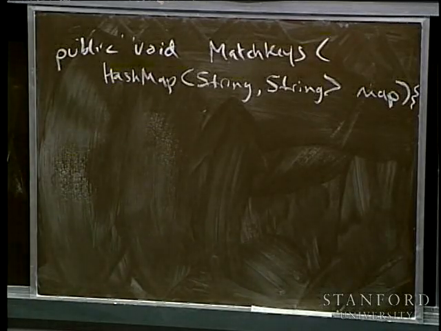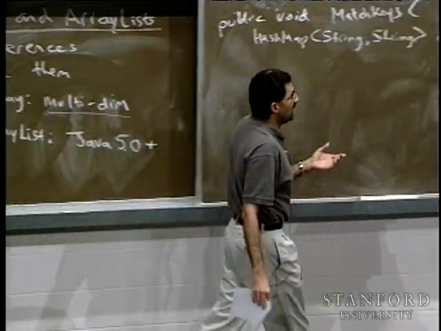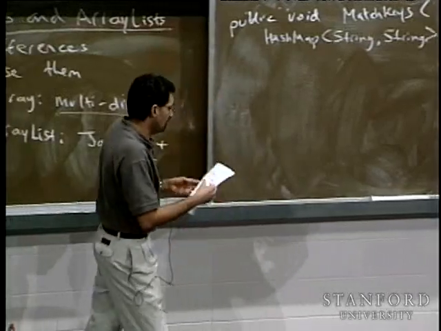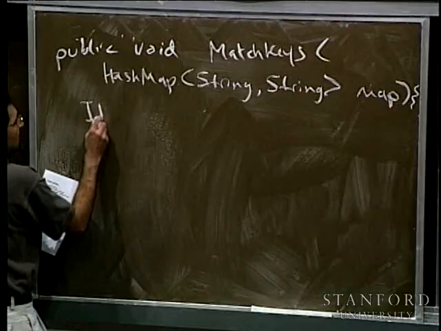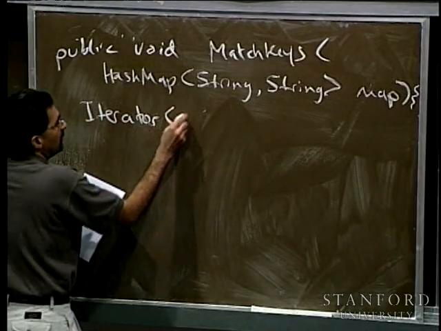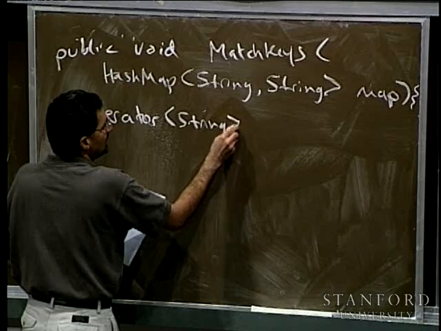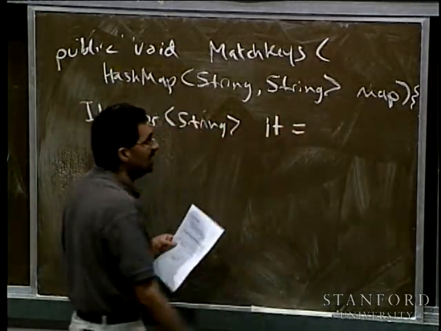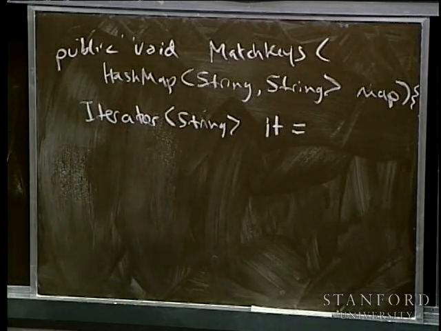We want to iterate over the keys. We want to have some way of saying, okay, I need to go through all the keys and look at them to see if they have the same value. So I'd need to have some iterator. The iterator would have to be over strings, because it's going to be an iterator over the type of whatever the key is for the hash map. And I'll call it it. And how do I get an iterator from the hash map, or over the key set of the hash map?